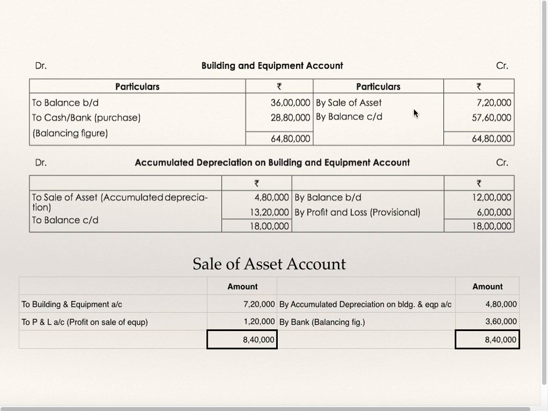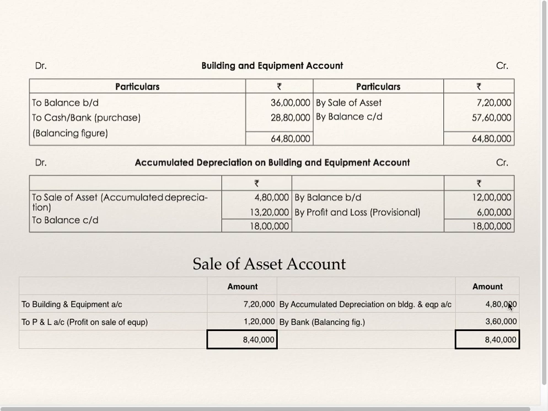Building and equipment we have credited sale of asset 7,20,000. So sale of asset debit to building and equipment 7,20,000. Just now we have found out accumulated depreciation on asset sold. So sale of asset by accumulated depreciation on building and equipment account 4,80,000.